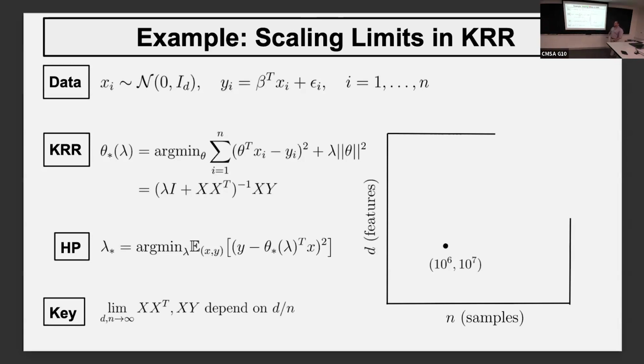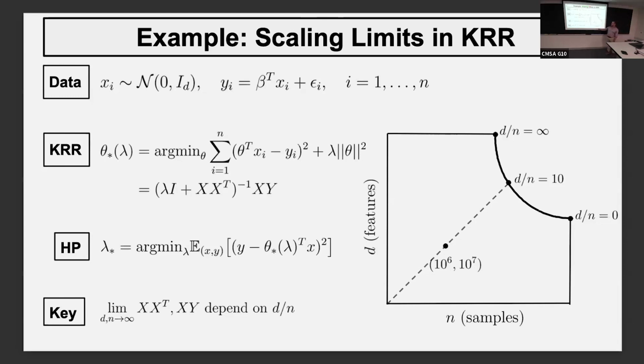So if you want to approximately preserve the statistics of your predictor theta star, what you have to do is realize you have to go along these lines of constant slope away from the origin in your diagram. So mathematically speaking, you can now send D and N to infinity together at a fixed ratio.